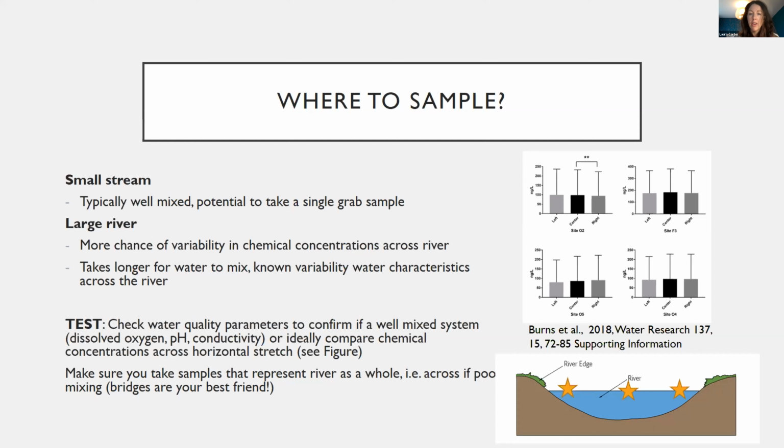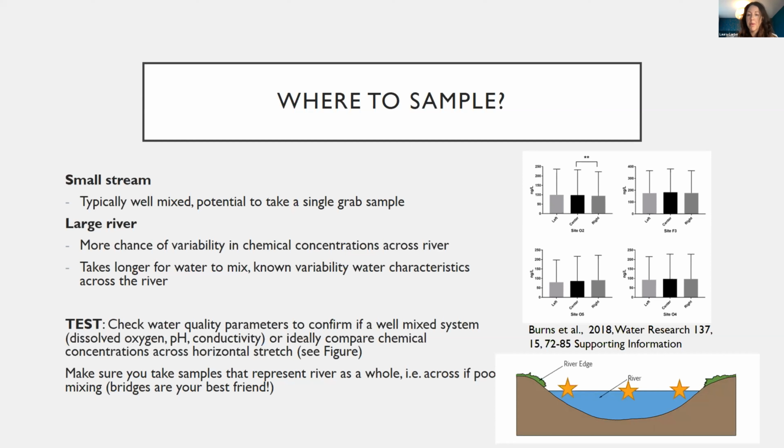So the figure on the right-hand side of this slide is taken from the supporting information of the paper by Emily Burns, who I worked with on a monitoring campaign in York. She designed this study to look at chemical variability across a river stretch by taking a lot of repeated samples at 3 points across the river, and then comparing chemical concentrations with target analytes.